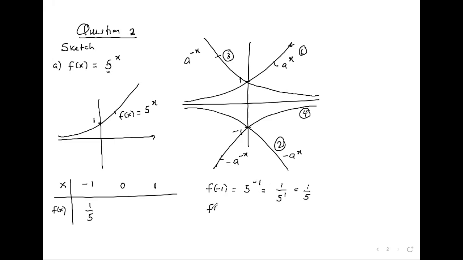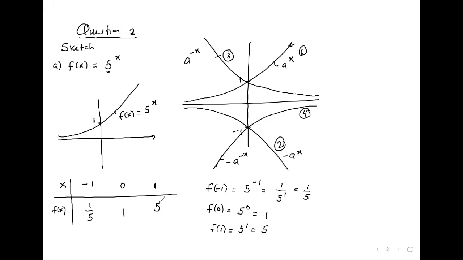Then you go, what is f of 0? This is 5 to the power 0, which is 1. So we put 1. What is f of 1? This is 5 to the power 1, which is 5. So we put 5 here.